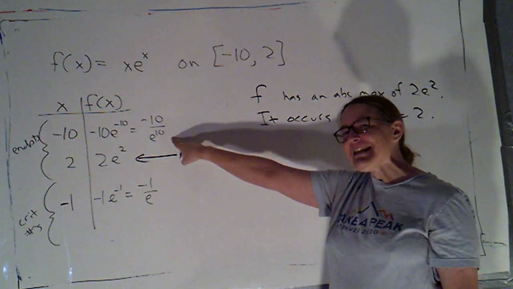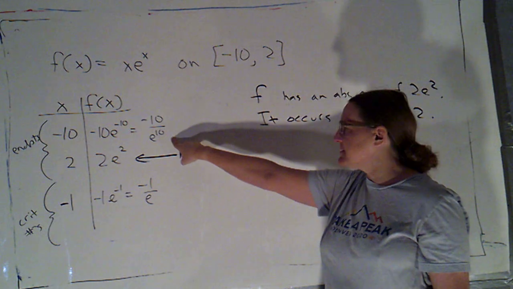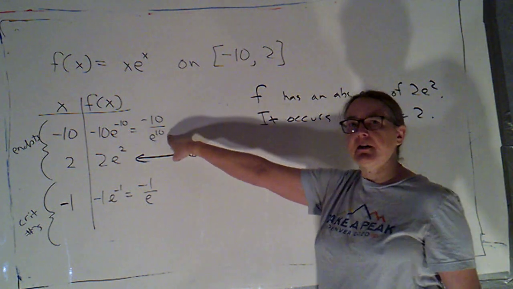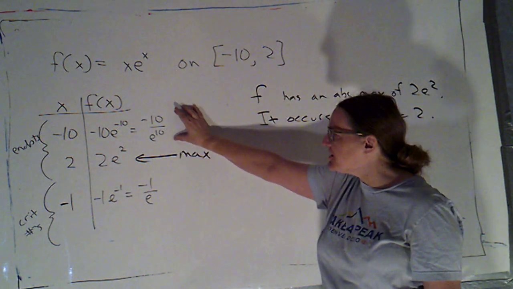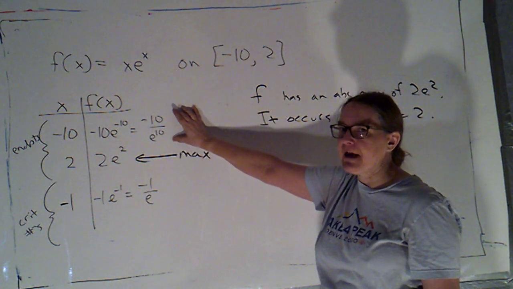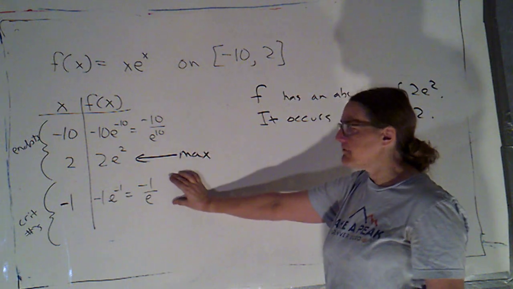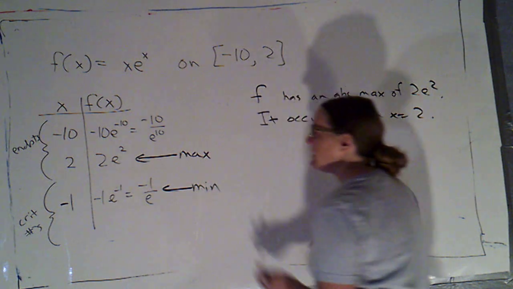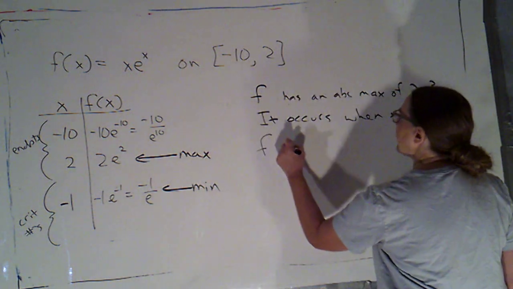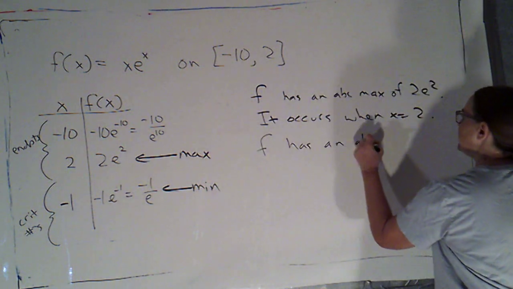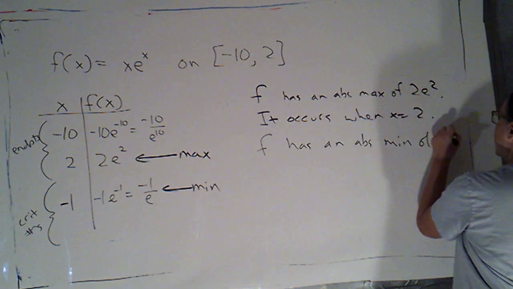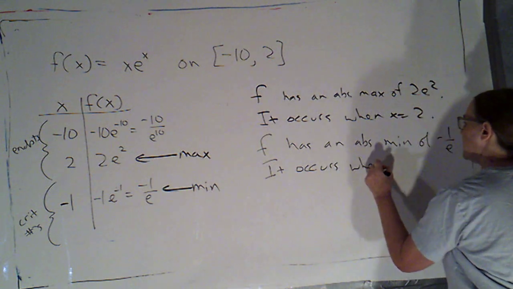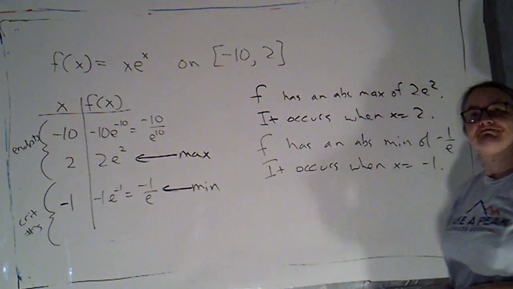My denominator is e to the 10th, which is somewhere in between 2 to the 10th and 3 to the 10th. My denominator here is huge, which means this fraction has a really, really small absolute value. This is going to have the bigger absolute value, so it's more negative, so it's going to be my min. So then I would write f has an absolute min of negative 1 over e. It occurs when x equals negative 1.